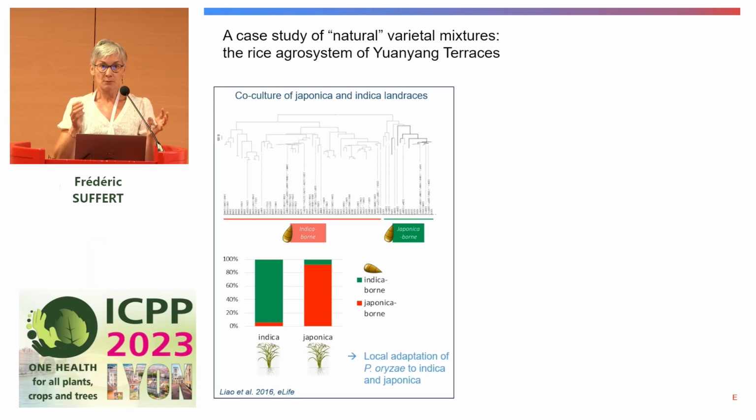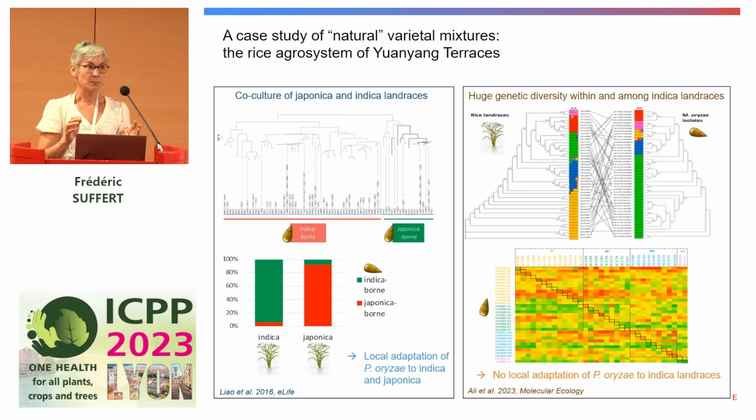And then we addressed what is happening within the Indica compartment. For that, we used paired samples. So we sampled accessions on Indica land races, and then we isolated one blast strain per accession, and we compared the genetic structure of the plant and of the pathogen.